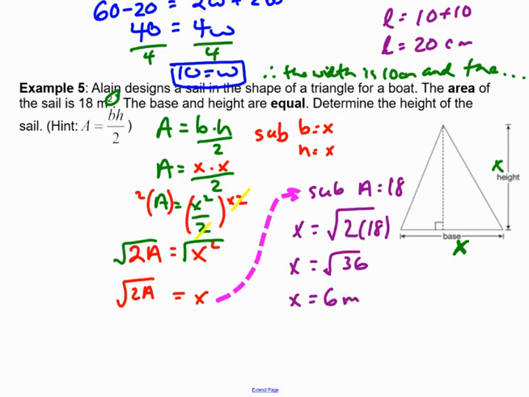Now, looking back at our question, that was in meters. So therefore, the height of the sail is 6 meters. Very good. Okay.